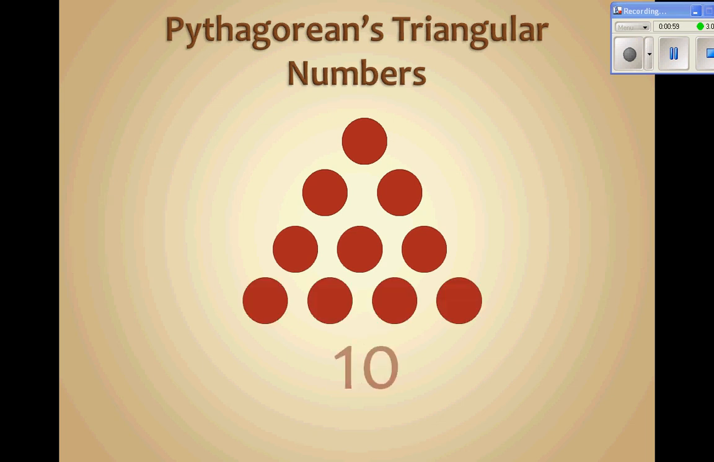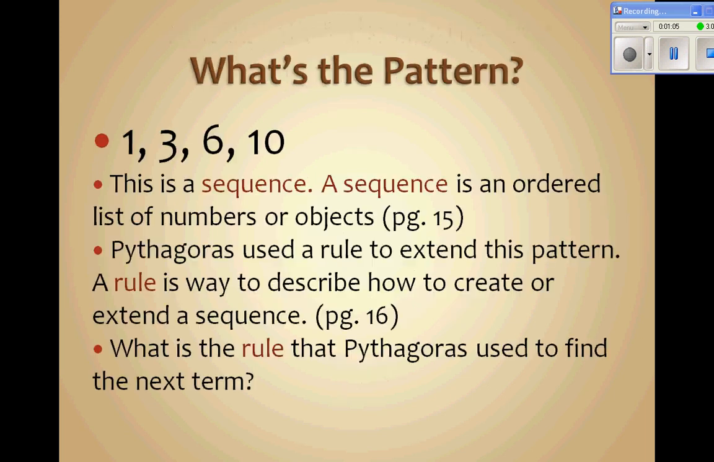To extend it further, they added 4 more stones. So what's the pattern? So far we've had 1, 3 stones, 6 stones, and 10 stones. This is the sequence. A sequence is an ordered list of numbers or objects. This definition can be found on page 15 in your math book.